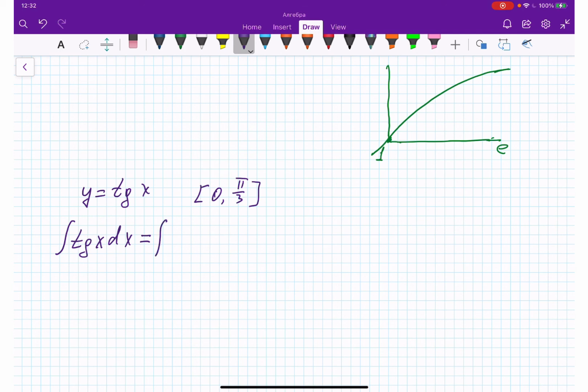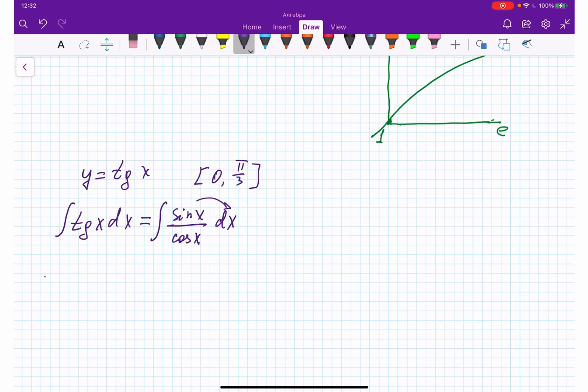So we are getting here the integral of sine x over cosine x dx. This sine x I'm bringing under the derivative, and I'm getting here the integral of d cosine x over negative sine, obviously, over cosine x. And we are getting negative natural log of cosine x.